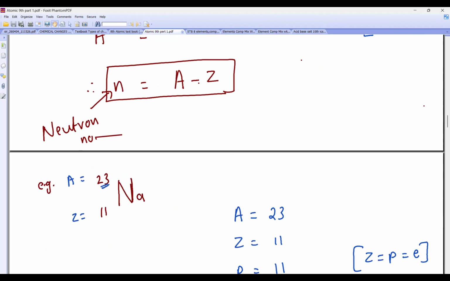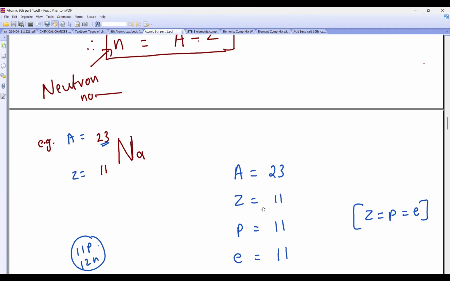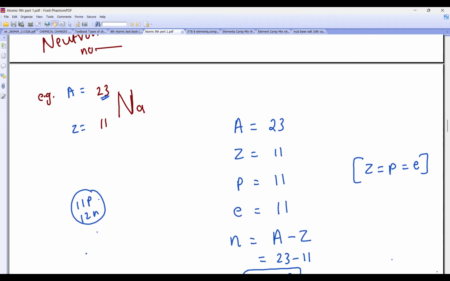Look, I have written sodium, atomic number 11, mass number 23. The lower part is atomic number. Above is mass number. So A is 23, Z is 11. Number of atomic number is equal to number of protons. It is equal to number of electrons. And how to find N? A minus Z. So what will you get, beta?